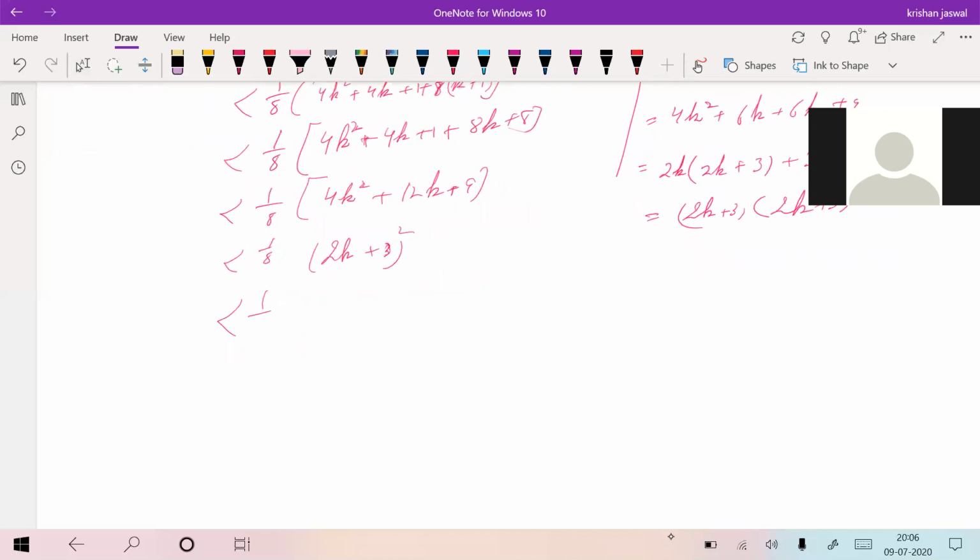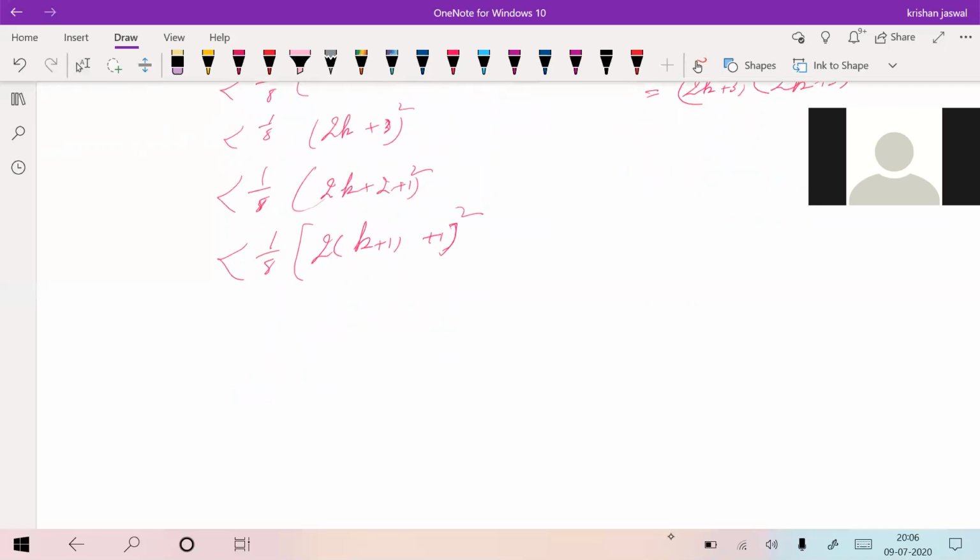And we can write it as 1 over 8 into (2(k plus 1) plus 1) whole square. Here 2 is common: k plus 1 plus 1 whole square. Compare it with the statement. Hence, the result is proved. n is replaced by k plus 1, so the result is true for n is equal to k plus 1.